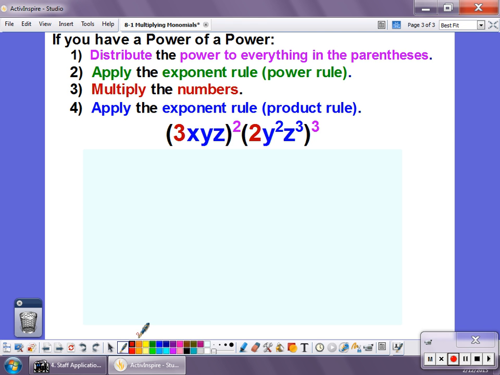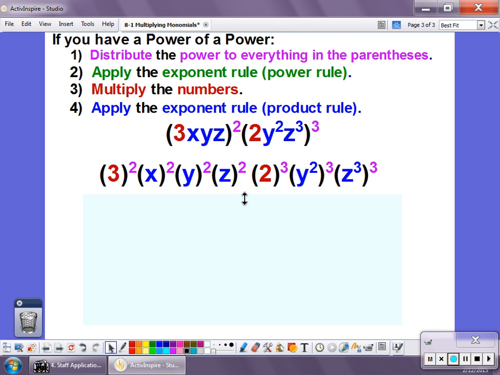So if I were going to do this problem, the first thing I would need to do is distribute that exponent. So this power of 2 right here is going to go to everything inside these parentheses. So I get 3 raised to the second power, x raised to the second power, y raised to the second power, z raised to the second power. Then I'm going to do the same thing over here. This exponent is going to apply to everything in its parentheses, so I get 2 to the third, then I get this y to the second to the third, and z to the third to the third.